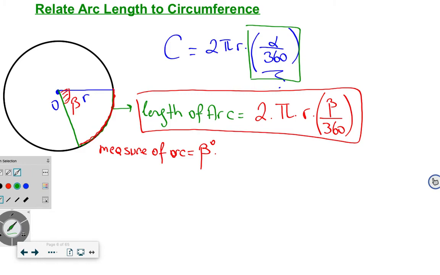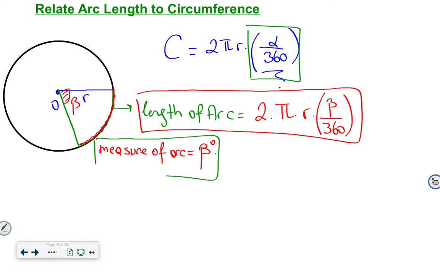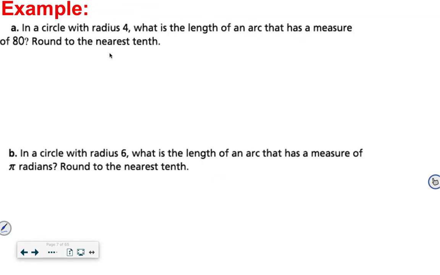Most of the students are confused between the measure of the arc and the length of the arc. Be careful, ladies and gentlemen. The measure of the arc is equal to the measure of the central angle. The length of the arc is 2 pi r times beta over 360. This is so important.